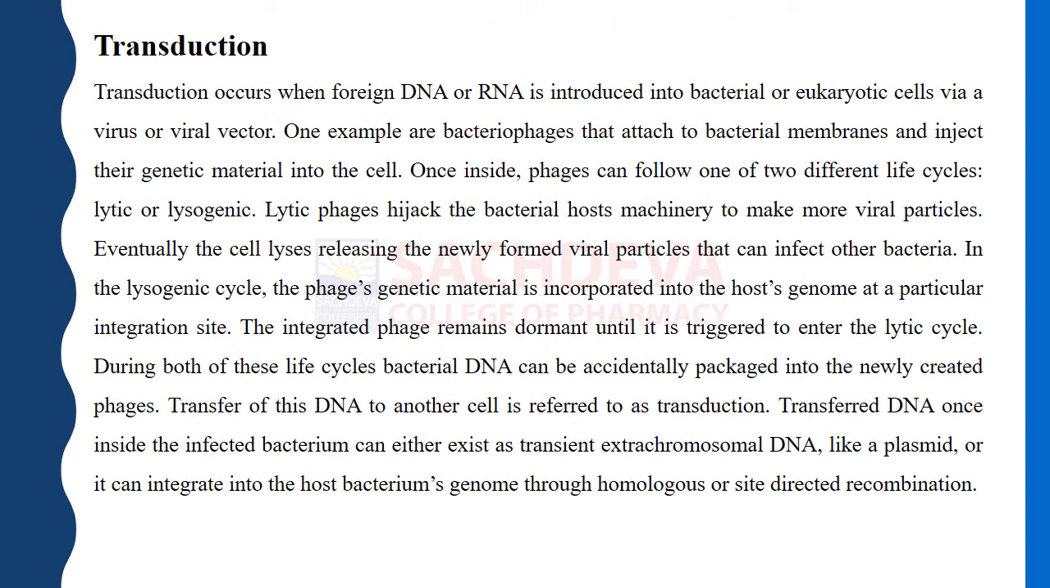Talking about transduction, transduction occurs when foreign DNA or RNA is introduced into bacterial or eukaryotic cells via a virus or viral vector. One example is bacteriophages that attach to bacterial membranes and inject their genetic material into these cells. Once inside, the phages can follow one of two different life cycles, lytic or lysogenic. Lytic phages hijack the bacterial host machinery to make more viral particles. Eventually, the cell lyses, releasing the newly formed viral particles that can infect other bacteria.